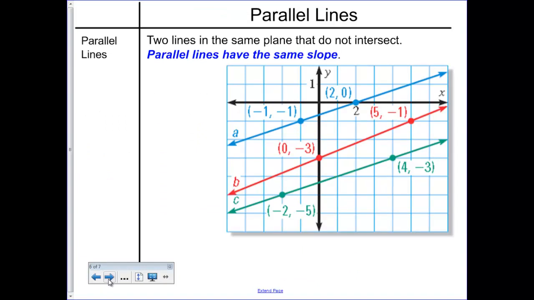Next concept is parallel lines. Parallel lines are really easy. They're simply two lines in the same plane that do not intersect. An important feature about parallel lines, you might want to double or triple underline this here. Very important. Parallel lines have the same slope. It's that same slope that prevents them from intersecting with each other on the graph.